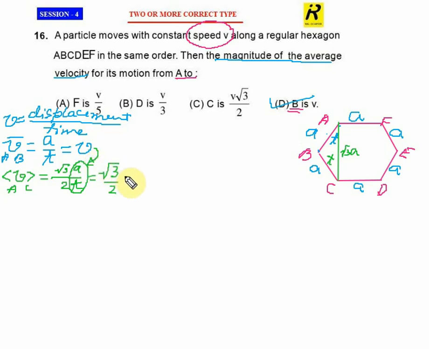A by T is V. So the average velocity for the displacement from A to C is root 3 by 2 into V. This is correctly said in option C. So V multiplied by root 3 divided by 2 is nothing but this answer. So option C is also correct.